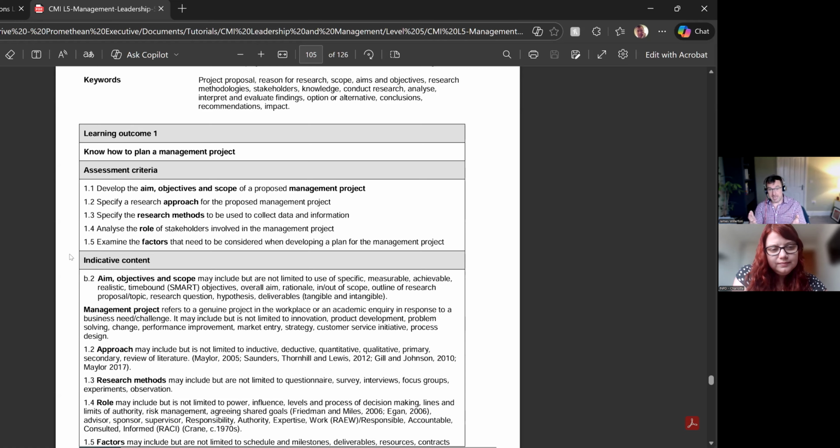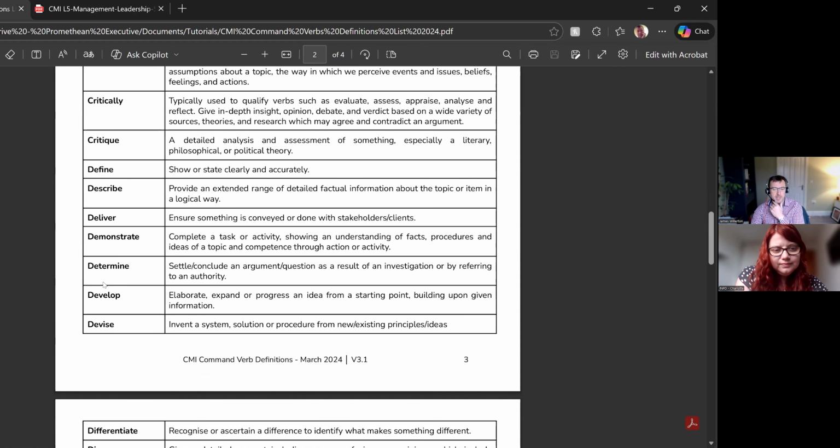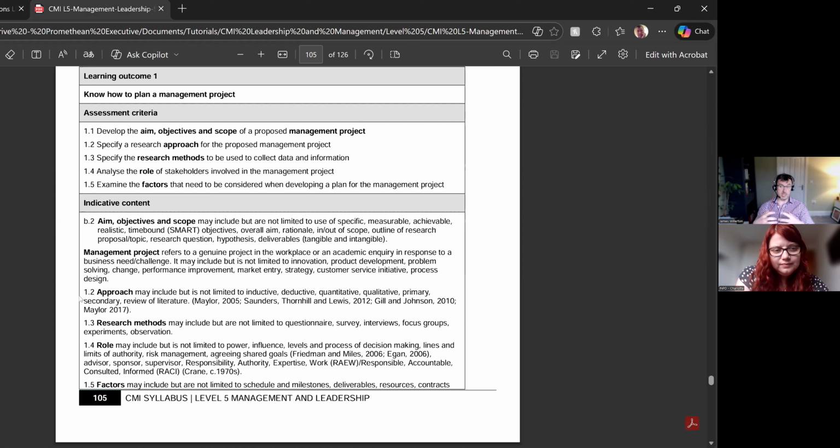Here we're going to develop the aim, objectives, and scope of a proposed management project. So I don't think there's anything there that we necessarily need to define. It's all fairly straightforward, I think. But you are asked to develop. And develop in our command verbs means that we're going to elaborate, expand, or progress an idea from a starting point, building upon given information. So develop requires us to take a starting point and then build it out, is the key thing here for 1.1. And you're looking to then develop aims, objectives, and scope of a management project.